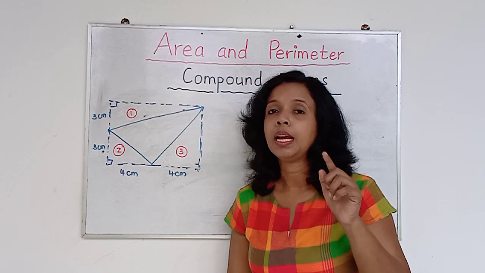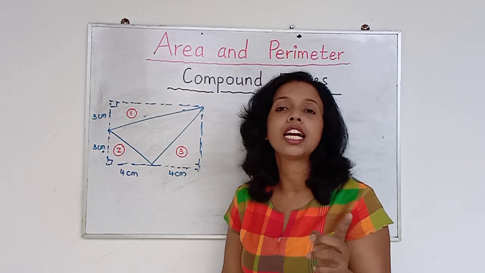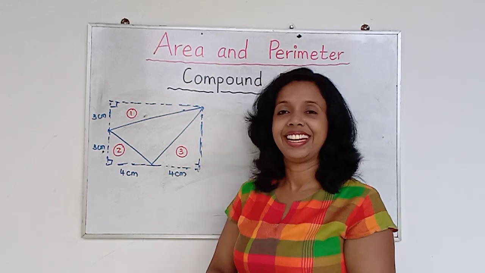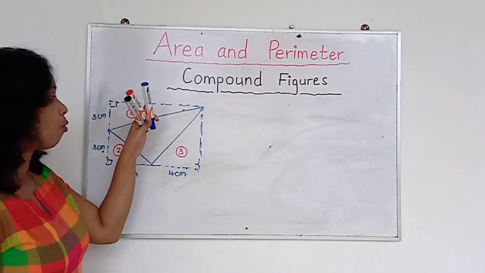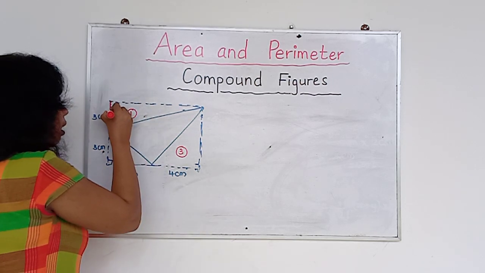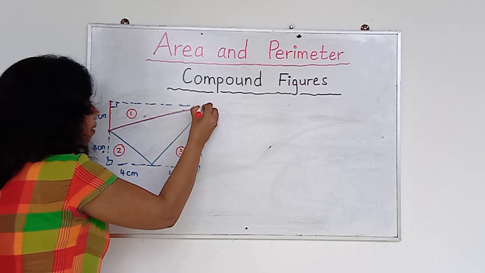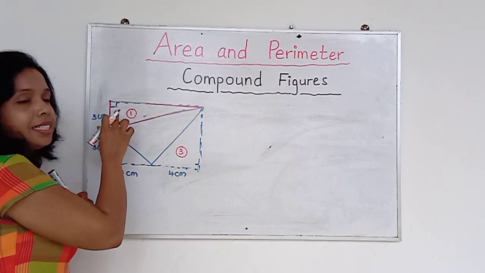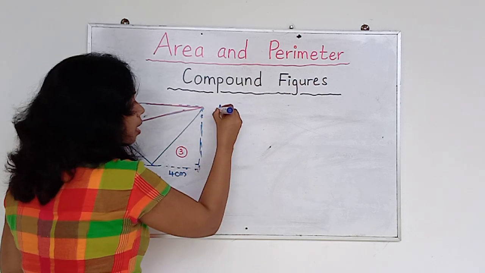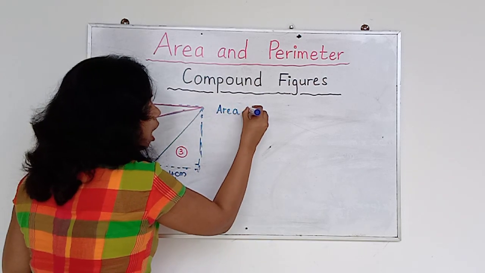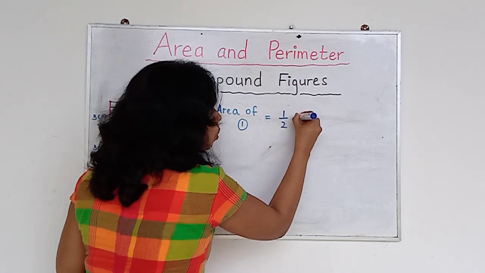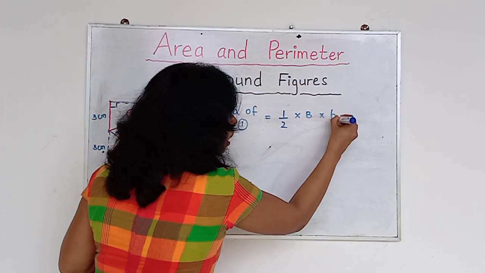And what is the most important thing in a triangle? You want to identify the base and the correct perpendicular height. Right. So now tell me, look at 1. This is the triangle I am talking about, number 1. Is it? Yes. This is the triangle I use now. So area of number 1, the formula is half into base into perpendicular height.